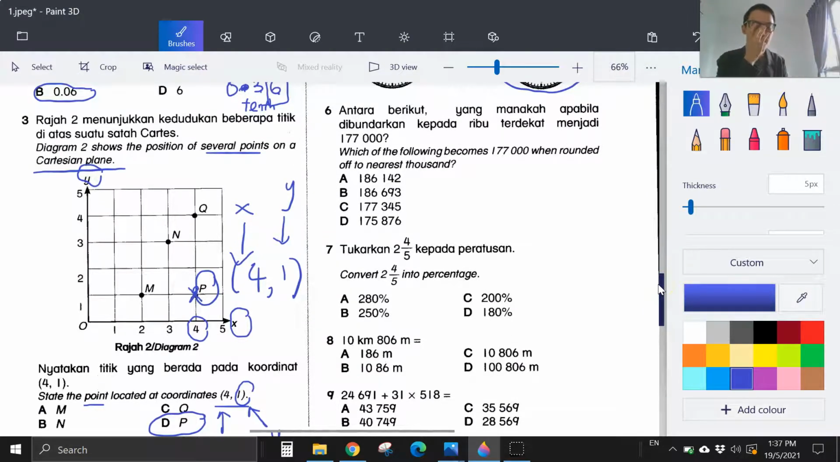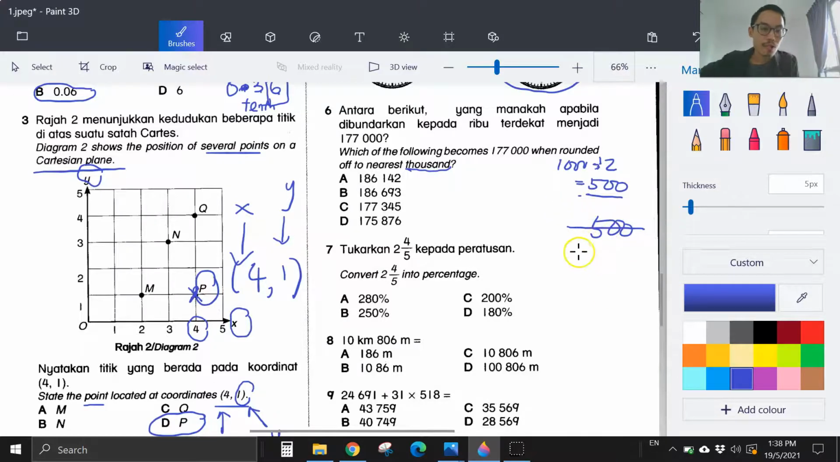Number 6. Which of the following becomes 177,000 when rounded off to the nearest thousand? Okay, ribu yang terdekat. So when you see the word ribu, thousand, what I do is I divide it by 2. 1000 divided by 2, I get 500. Now this 500 tells me 2 things. The first is the middle number is 500.